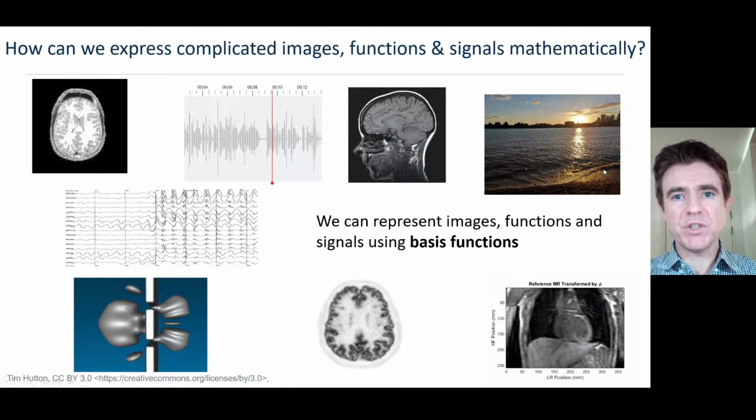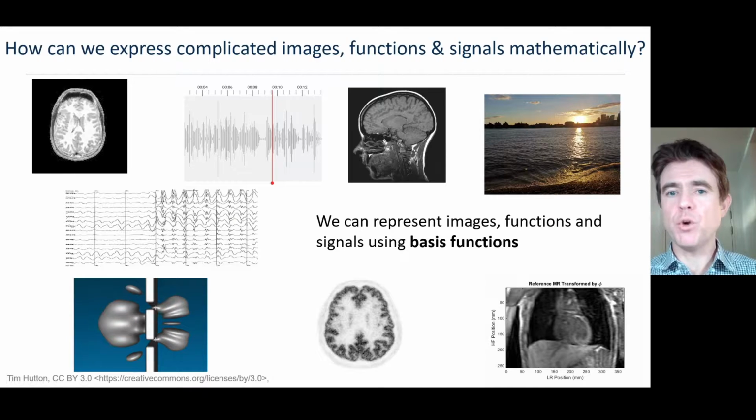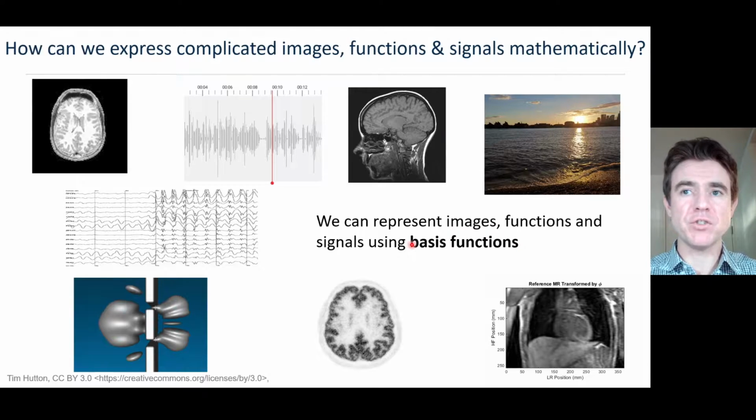So this is the problem that we're dealing with in this video, which is how do we express these kinds of medical images, or indeed audio waveforms, or voltages from electrodes, or indeed natural images, or quantum mechanical wave functions. How do we represent these in a mathematical way that allows us to manipulate, process, and work with these kinds of signals and images? And this is where we'll be talking in this video about how to use the concept of basis functions, and in particular the Dirac delta function, or generally the delta function, in order to represent all kinds of diverse signals mathematically.